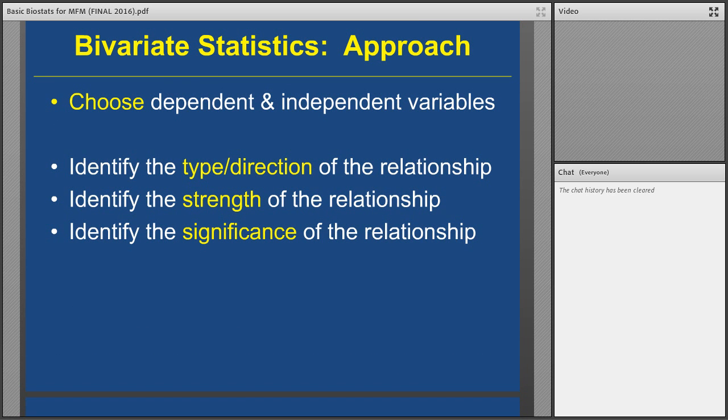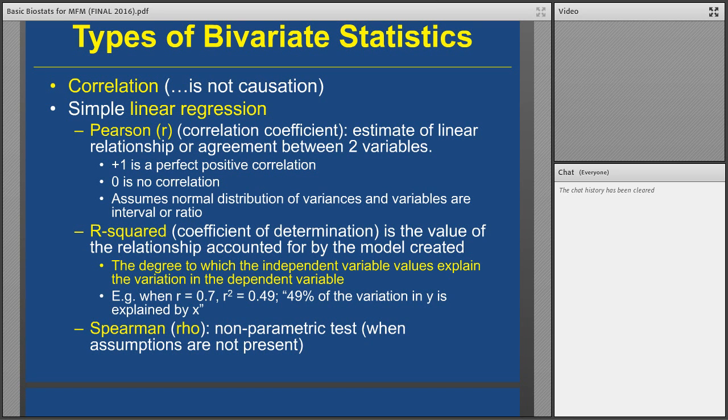So our approach when we're looking at bivariate statistics is to choose what our dependent and our independent variables will be. And that's going to help us identify the type or direction of the relationship. Is it a positive or negative relationship? The strength of the relationship. Is it a strong or weak relationship? And then we can do a statistical test to find the statistical significance of this relationship.